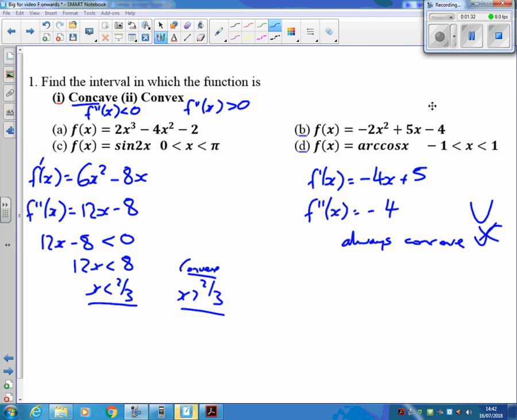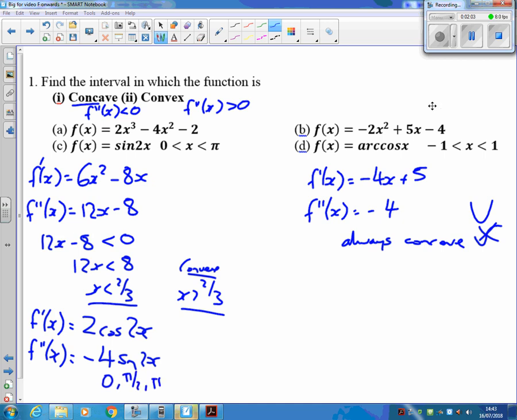So that's that. Parts C and D, well, you've just got more difficult differentiation to do, haven't you? So for part C, differentiating sine 2x goes to 2 cos 2x, and differentiating it again is going to make minus 4 sine 2x. And when is that less than 0? Well, just make that equal to 0. It's equal to 0 at these places here, so it's less than 0 between those two, and it's more than 0 between those two there.